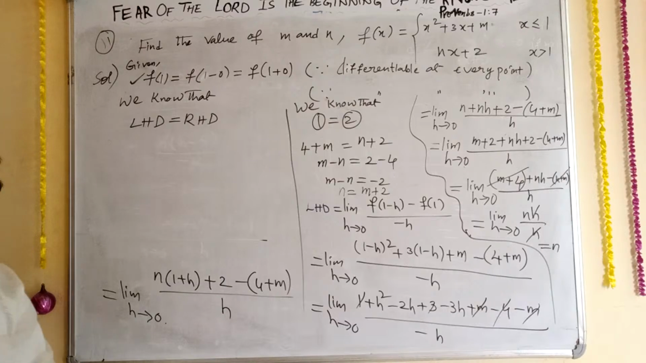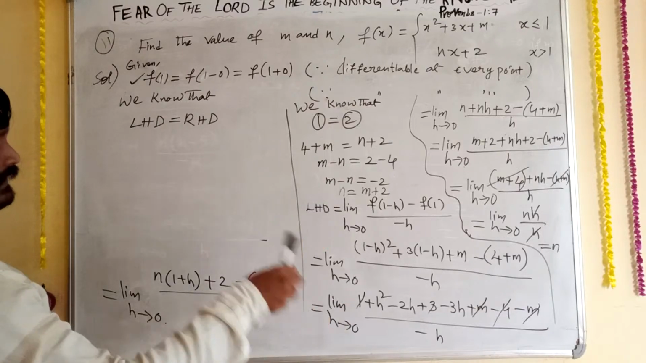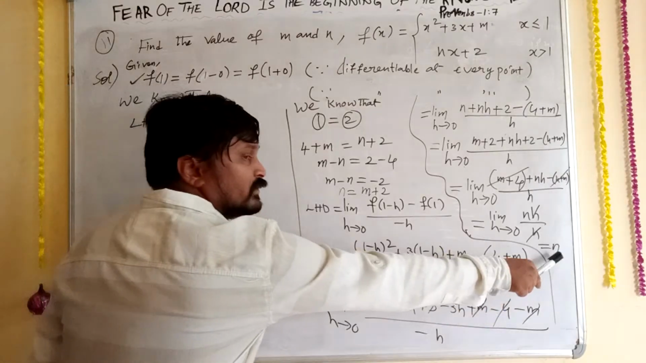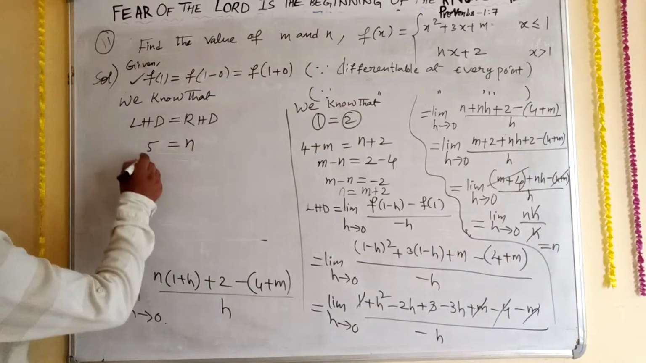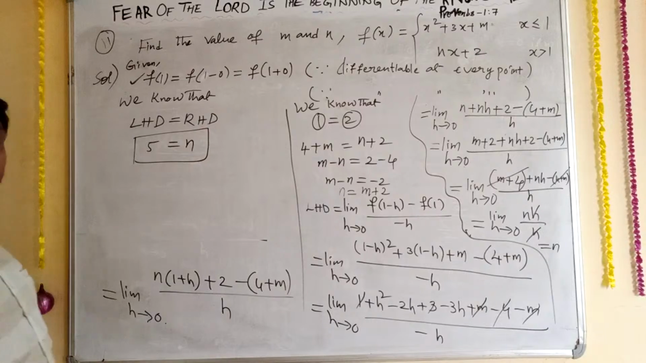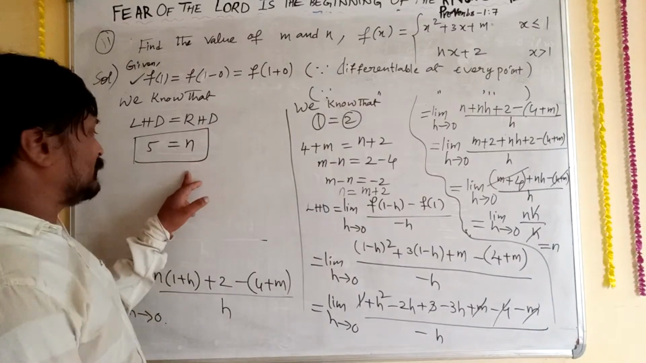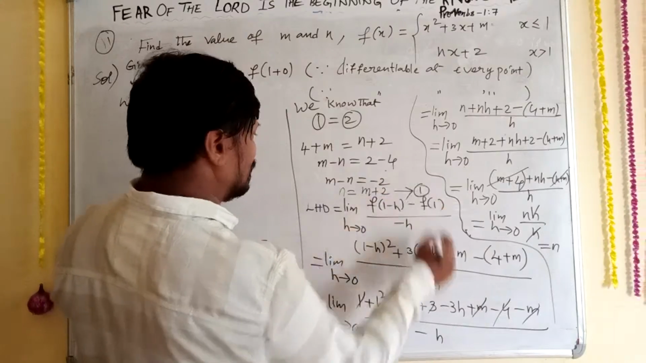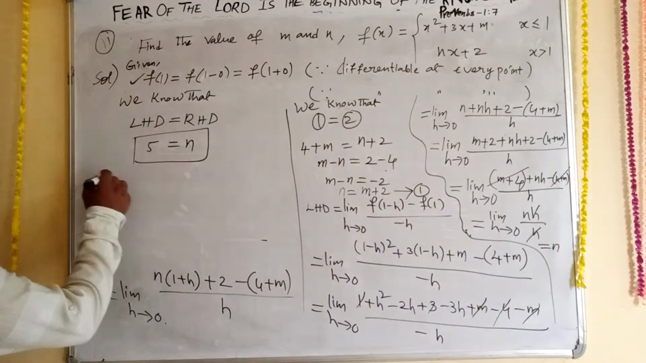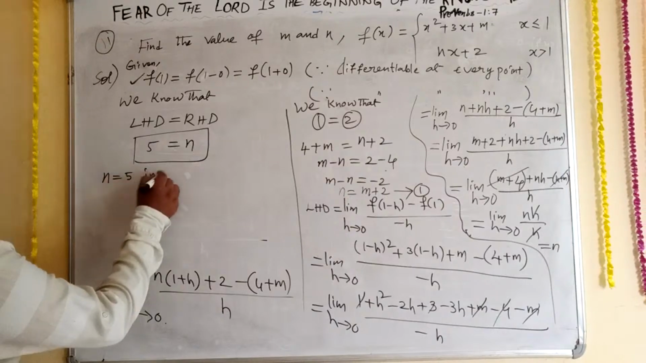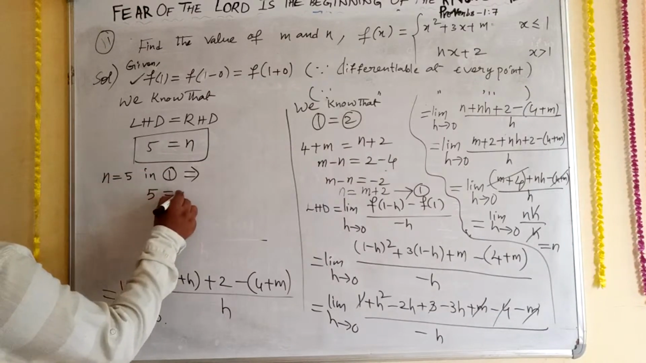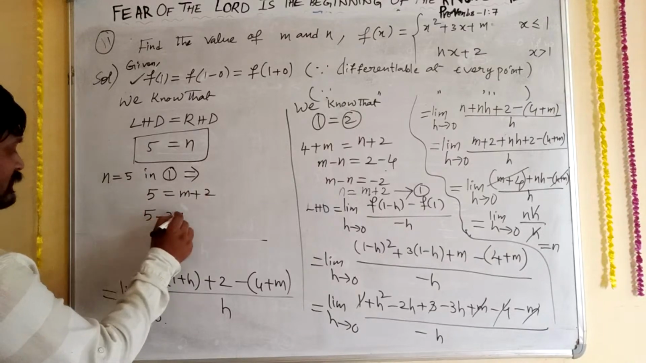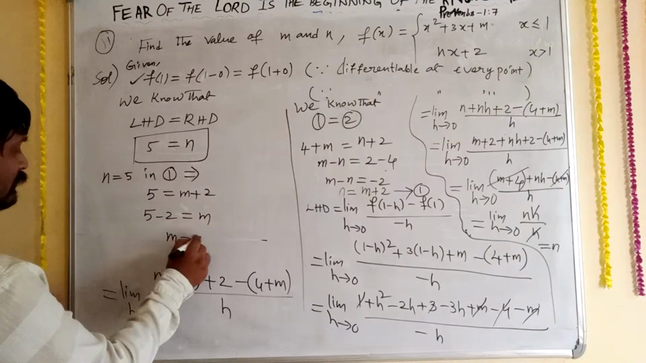LHD is how much you got? So left hand derivative you got as 5. And what is your RHD? RHD you got as n. So what is your answer? n is equal to 5 you got. Substitute this n is equal to 5 in this equation. So let me give this as equation number 1. So in 1, n is equal to 5 in 1. 5 is equal to m plus 2. M plus 2 comes to here as minus 2. 5 minus 2 is equal to m. M is equal to 3.